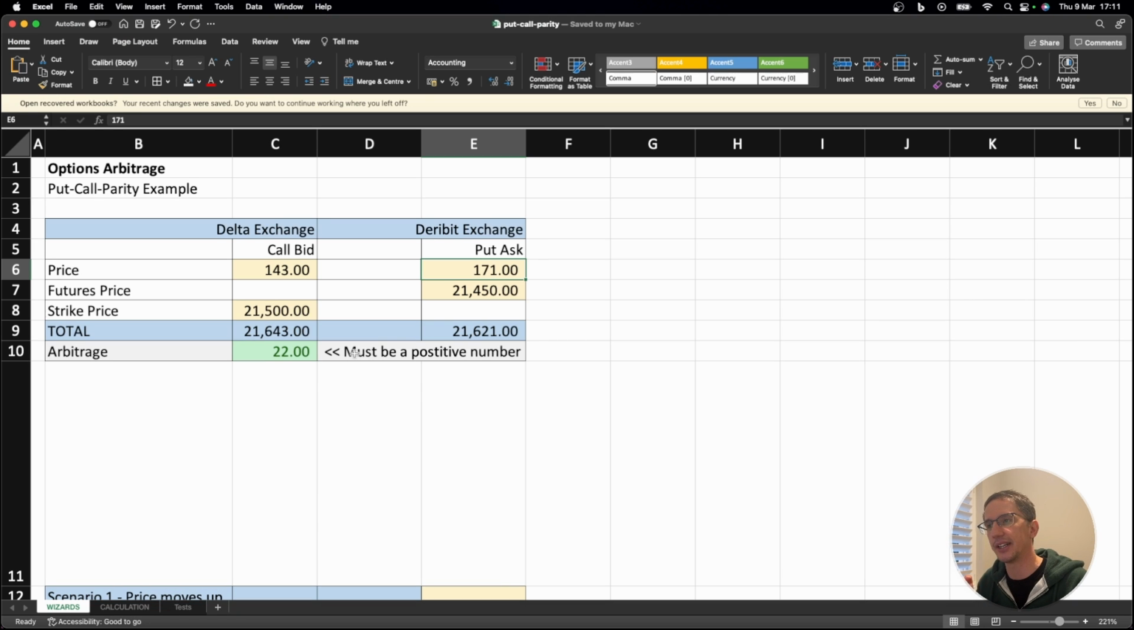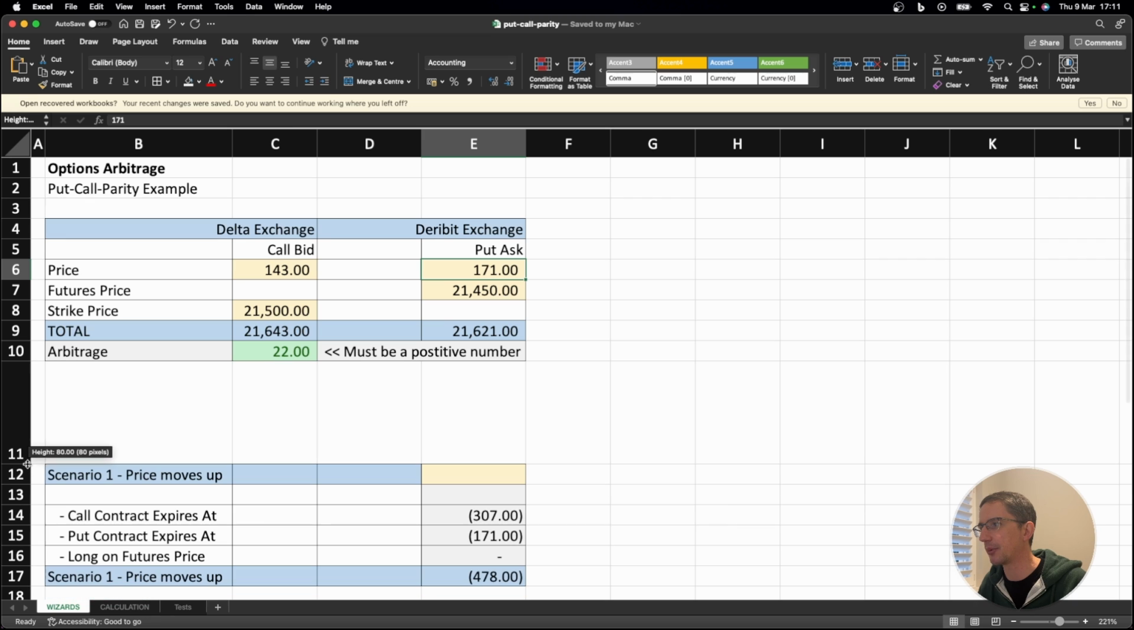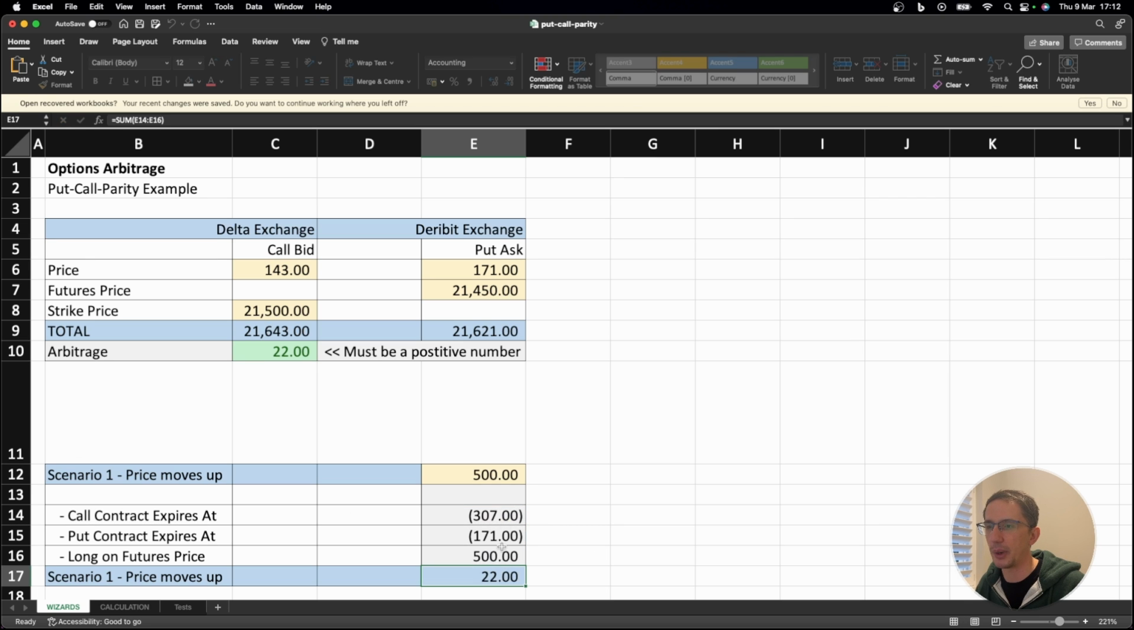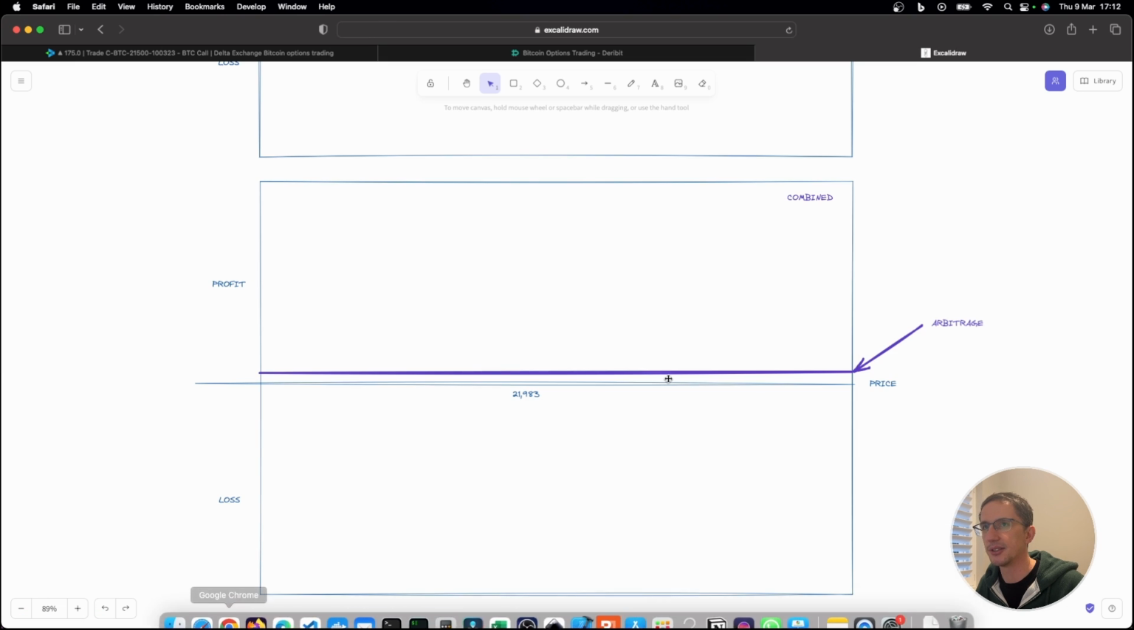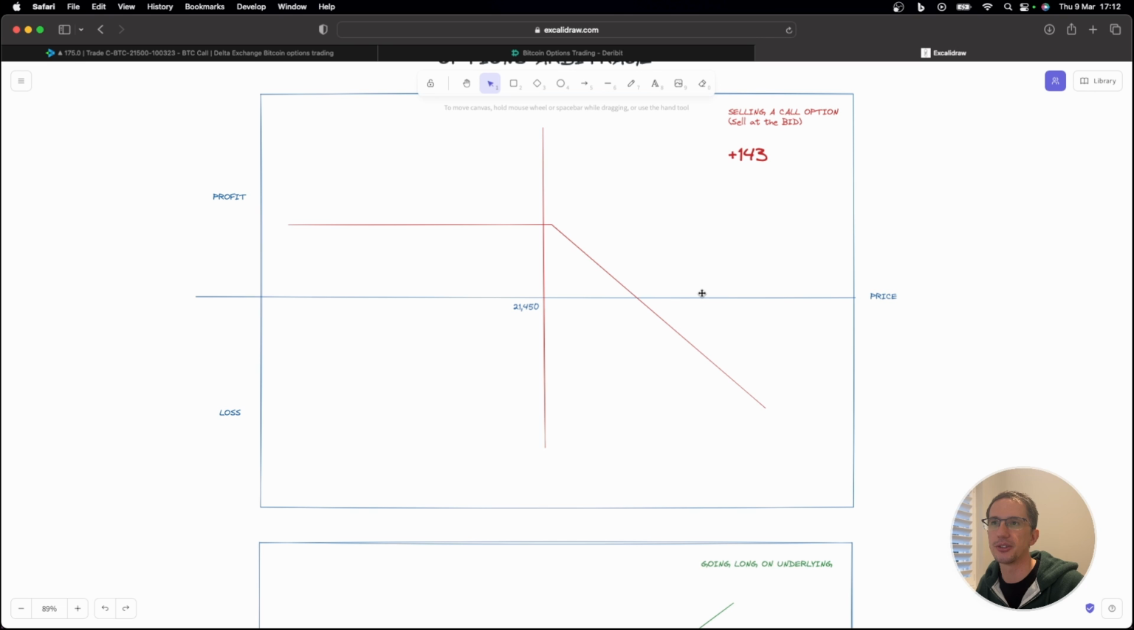Let me actually illustrate it now with numbers so that you can see how that works. So scenario one, let's say that the price of Bitcoin between now and when the options expire, which is on the 10th of March, goes up $500. So I'm going to use 500. I make a net profit here of $22, which matches this 22, and it should match. The numbers should be the same. Otherwise, the maths is wrong. And we can see here that if the price goes up, our call contract loses money. So here's our call contract. Remember, if the price goes up, our call contract loses money.